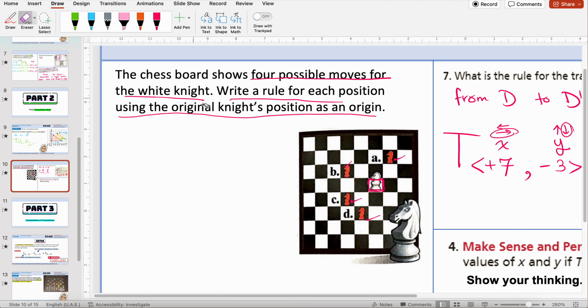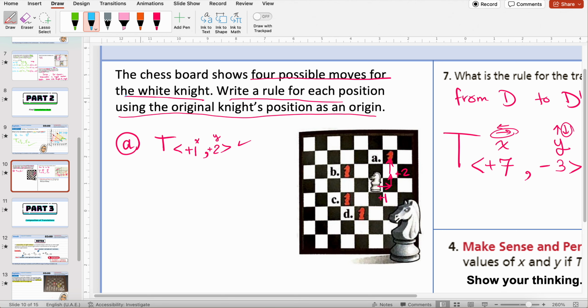Okay, I'll do each option with a color. If I want to move it to option A, I need to go 1 to the right and 2 up. So how can I write it down? Option A is: X is right or left. I moved 1 to the right. Y is up or down. I moved 2 up. That's it.